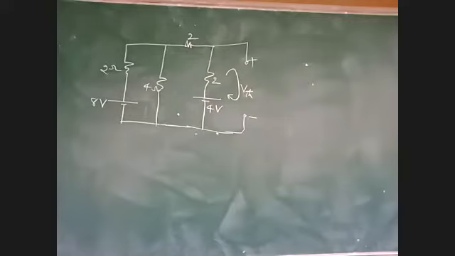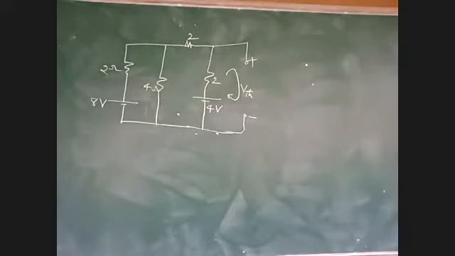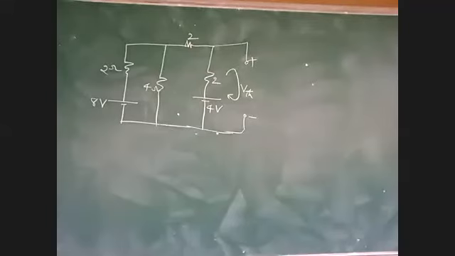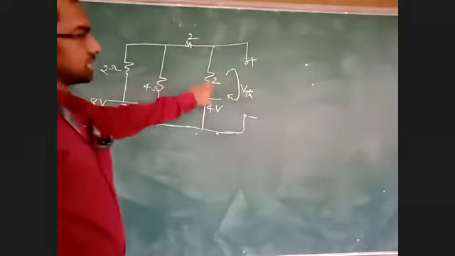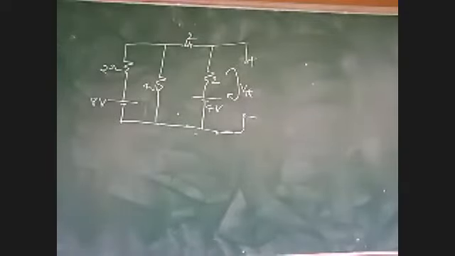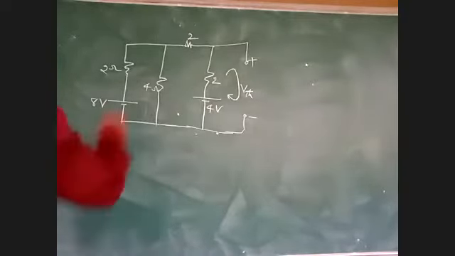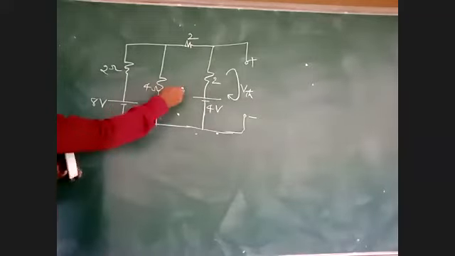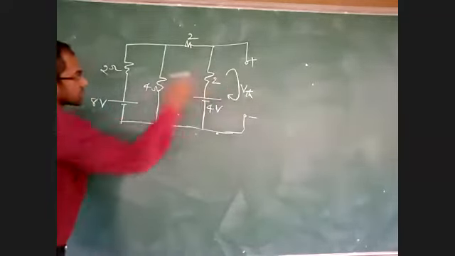To know the current in this 2 ohm, we can apply mesh analysis, nodal analysis, or current divider. Can I apply mesh analysis here, or nodal analysis, for determining the current in this 2 ohm? We can apply mesh analysis. Here 2 loops are there: 1, 2. This is not a loop because current is 0 in this.